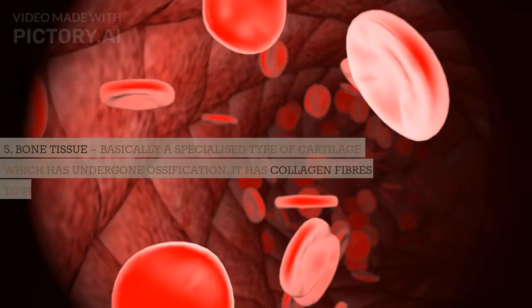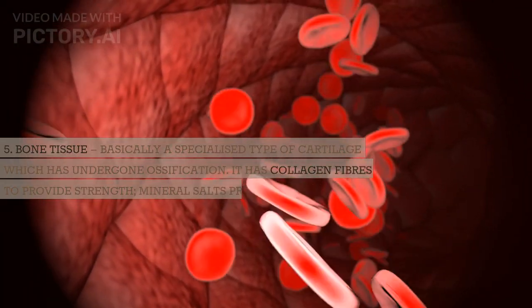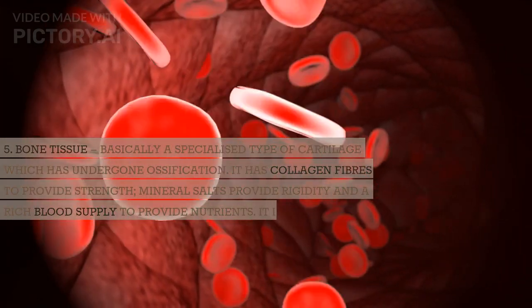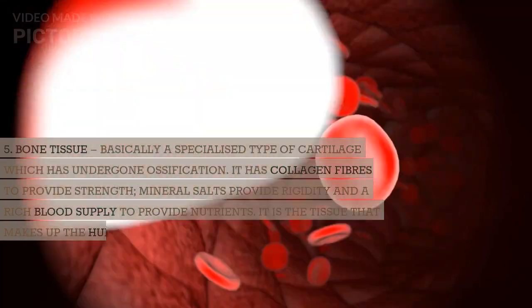It has collagen fibers to provide strength, mineral salts provide rigidity, and a rich blood supply to provide nutrients. It is the tissue that makes up the human skeleton.